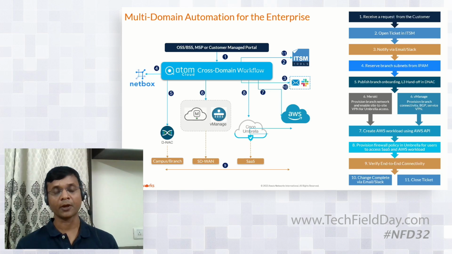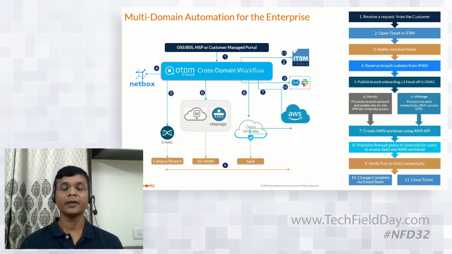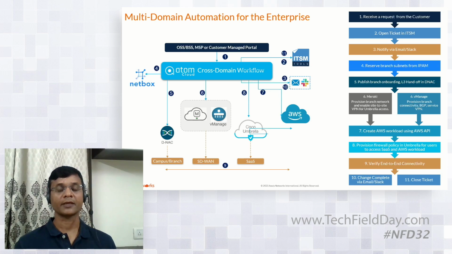If workloads are deployed in public cloud, then again he needs to interact with AWS and deploy the workloads. And if security needs to be enabled, he needs to get into Cisco Umbrella and do the provisioning there. Now, the challenges: he needs to work with multiple of these controllers. That is one challenge. And the second thing is that some of these controllers might be very click-ops heavy.